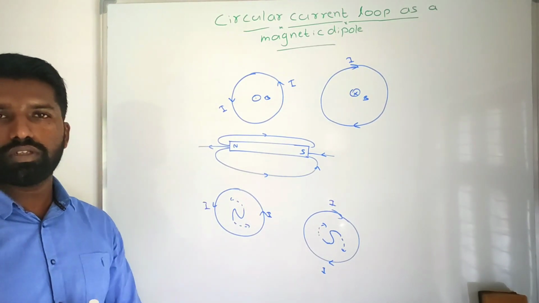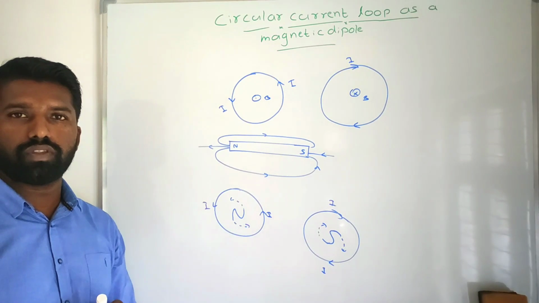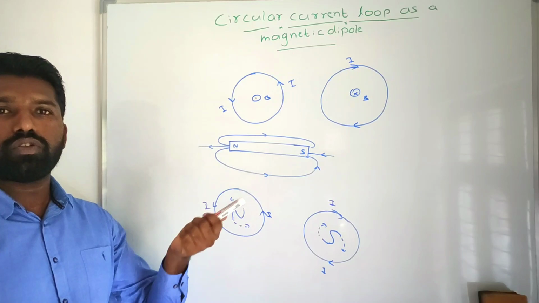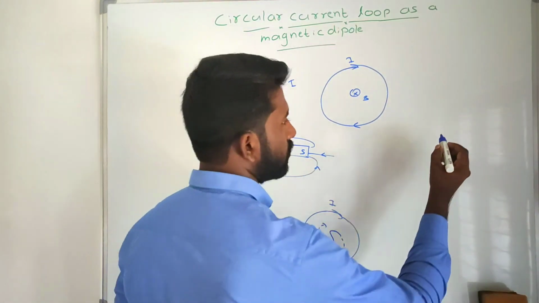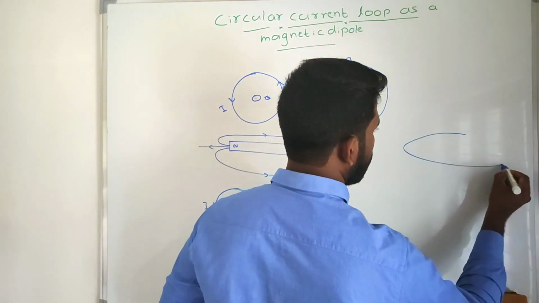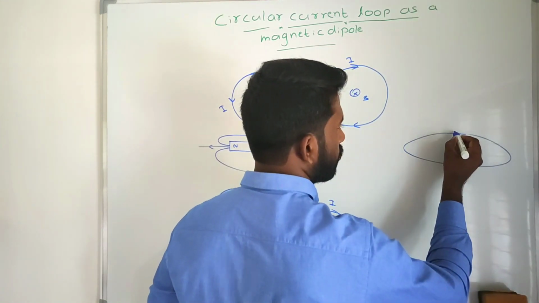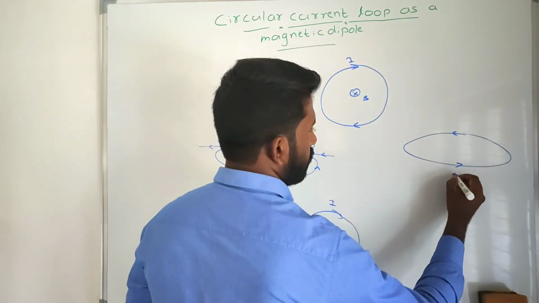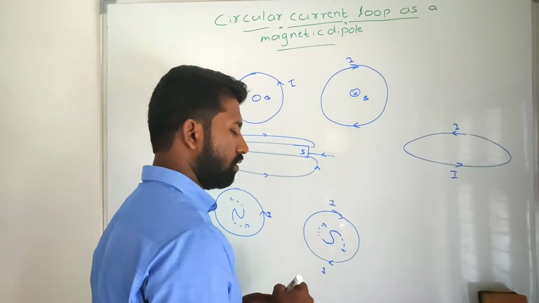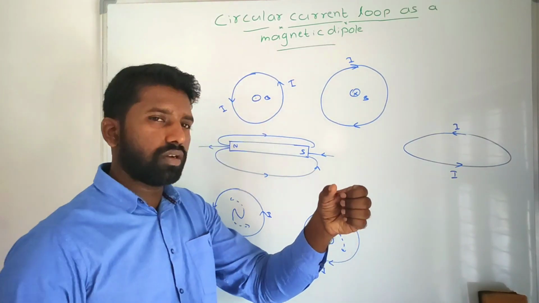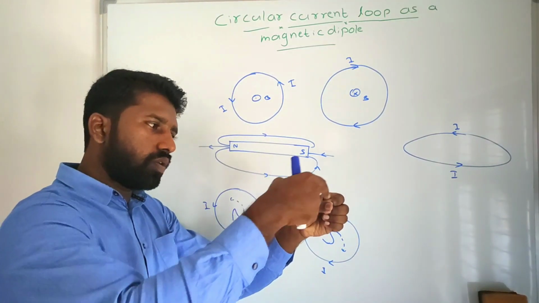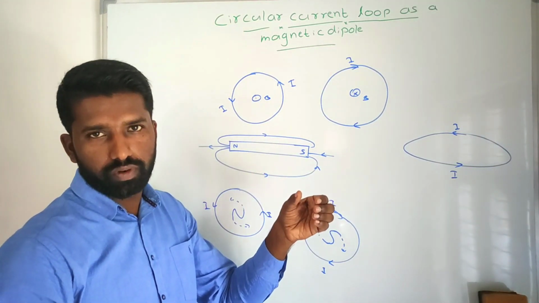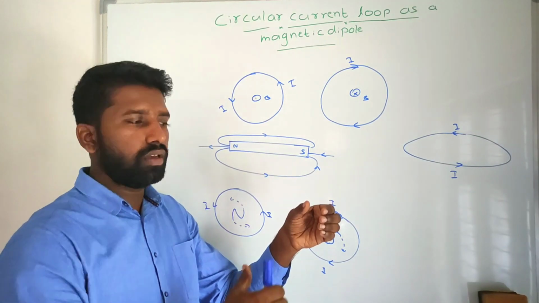Okay, based on this, we will find out the direction of the magnetic field due to a circular coil on the two sides. Okay, so I consider a circular loop. This is a circular loop. The current is going like this. So listen here, this is the circular loop, and in the circular loop the current is going like this. I am going to find out the direction of the magnetic field.